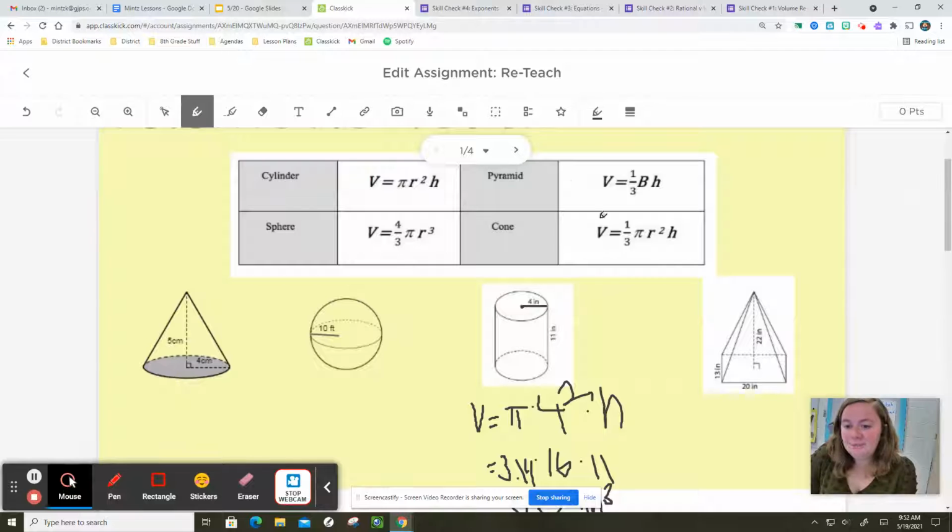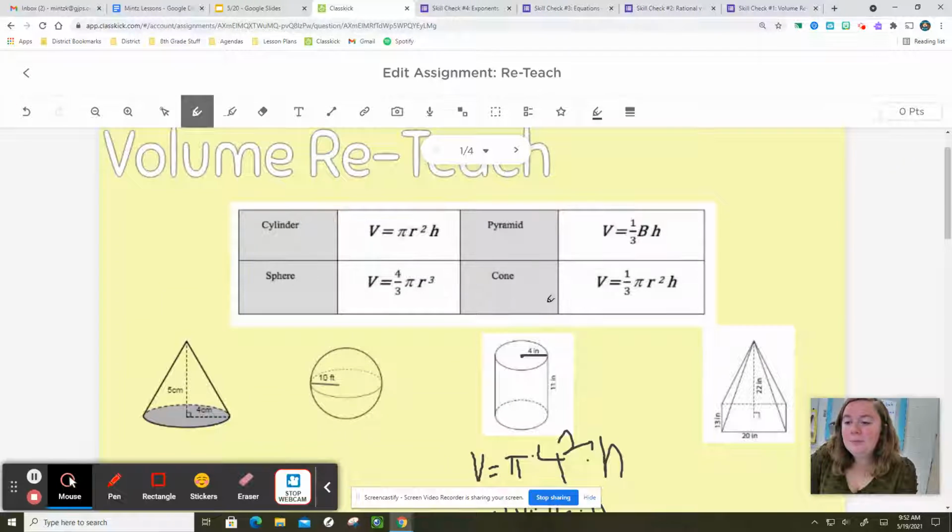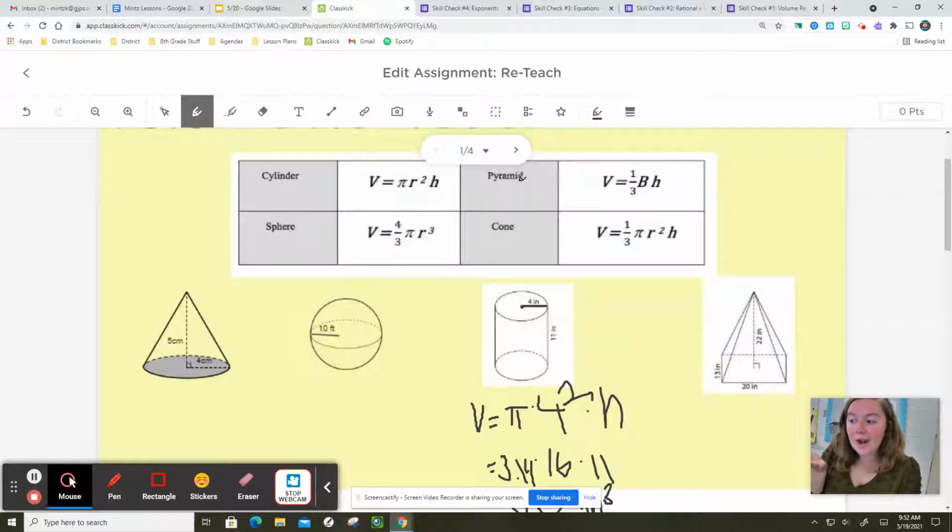So a pyramid, if we're looking at these shapes here, is going to be the one with the square base. Out of all of these, this one here on the end is our pyramid because it has a square bottom, right? Not this one to the left because that one has a circle bottom. It's highlighted in gray that it's a circle, whereas this one is a square. So that's going to be our pyramid. Our equation for that one is volume equals 1/3 times the base times the height.